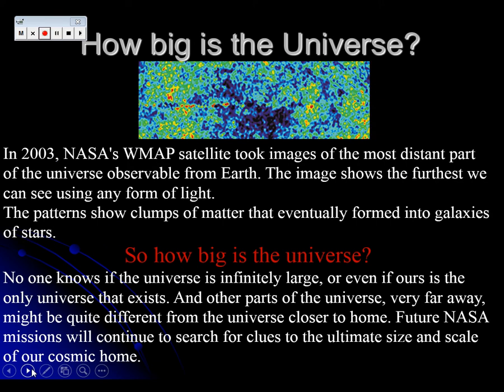Okay, so how big is the universe? In 2003, NASA had a satellite, WMAP. It stands for something that I don't know off the top of my head. It took images of the most distant parts of the universe that could be observed from Earth. This image above shows the furthest we can see using any form of light. The patterns show clumps of matter that eventually formed into galaxies of stars.